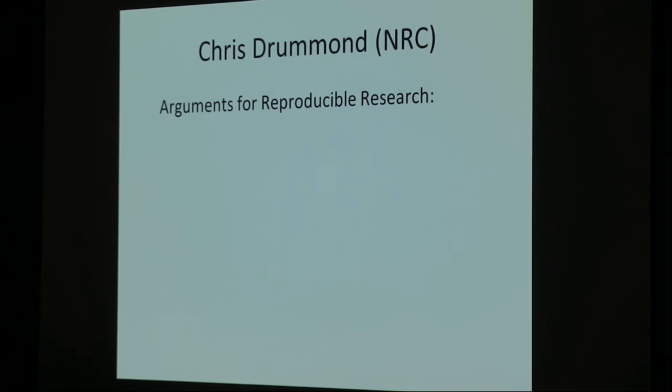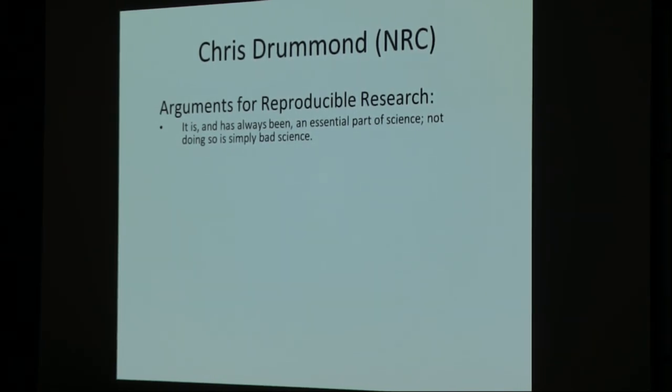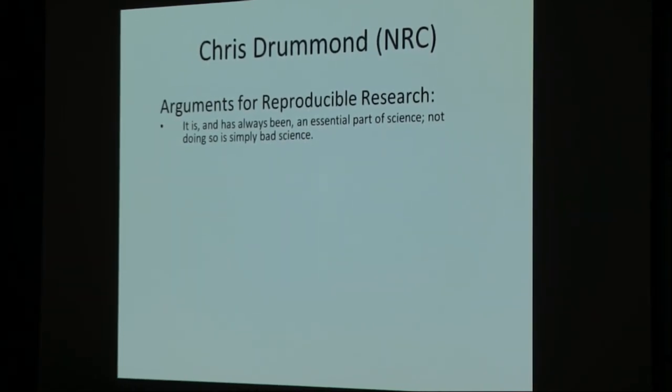So the two arguments I think for reproducible research are these. The first one is that it is and has always been an essential part of science. Now it's interesting, the term itself is a relatively modern vintage, but like with the prior speaker, there's the belief that nevertheless the practice has gone on for a long time. In fact, one might say that's the definition of it being an essential part of science, is that it's been in common practice. If it hasn't been in common practice, then is it an essential part of science? And the corollary of that is the idea that not doing so is simply bad science. And I think there's an implicit ad hominem in there that if you're not doing it, you're a bad scientist.